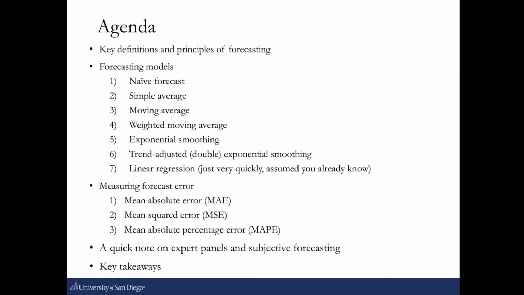First, the mean absolute error, in short MAE, the mean square error, MSE, and the mean absolute percentage error, MAPE. Then I will give a quick note on expert panels and subjective forecasting. I will then wrap up with some of the key takeaways from today's lecture.